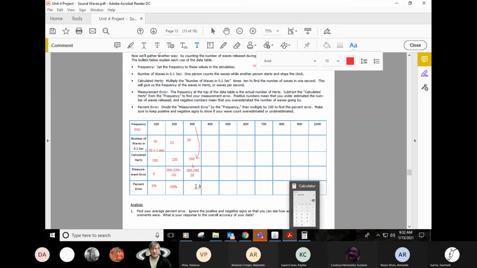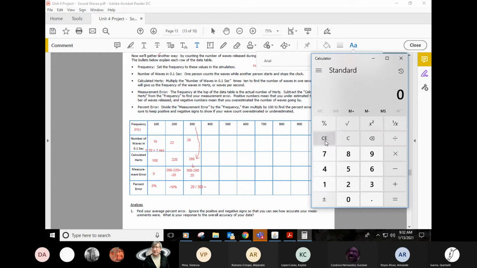Let's do that again for this one. I'm going to actually write it out here. So I'm going to take 20 divided by 300. Here's my 20, here's my 300 at the top. 20 divided by 300 equals, let's see what that equals. Got to clear everything first. 20 divided by 300 equals 0.066667, but to make it a percent, I have to multiply by 100 at the end. I hit equals, I get, let's call it, 6.7%.